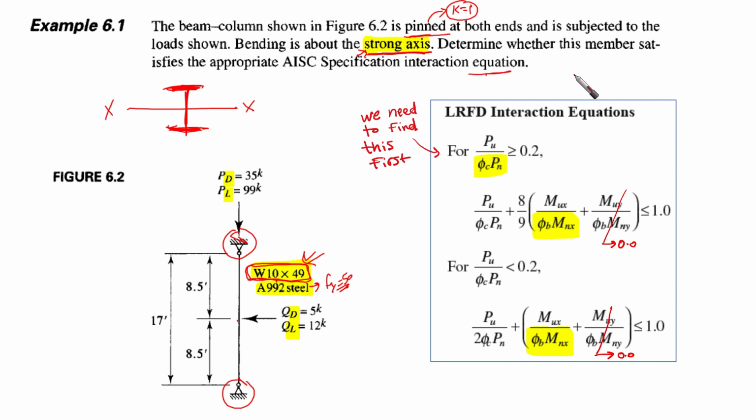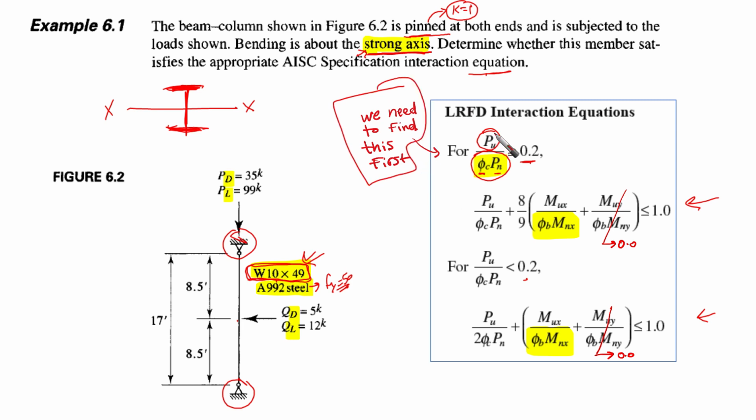So we need to know whether the interaction equation is being fulfilled or not. This is the interaction equation. As we said, the solution strategy is going to be like this. We need to find, first of all, this Pu, which is the required loading, and we need to find phi c times Pn, the nominal strength in axial compression times phi c, and see whether we're going to use this equation or this equation, which is larger than 0.2 or smaller than 0.2. This is number one.